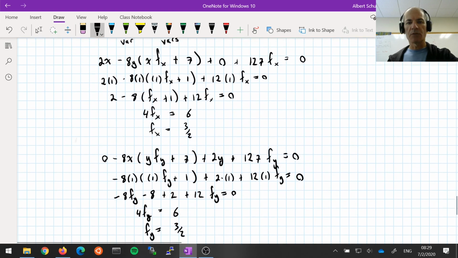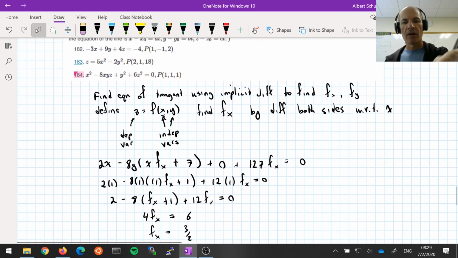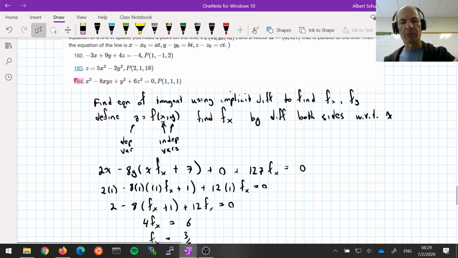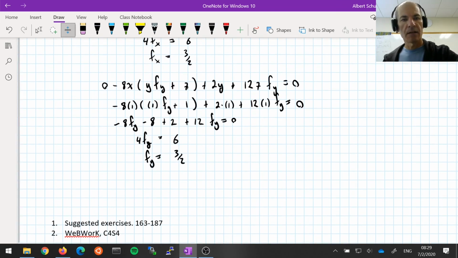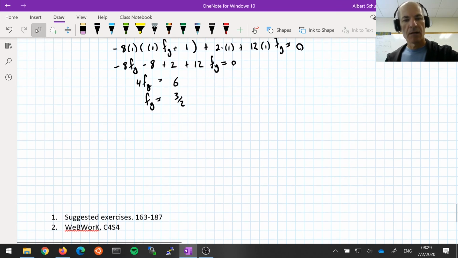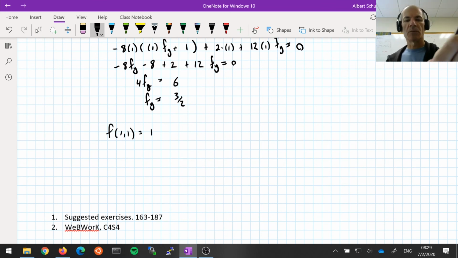We also have to figure out what f of 1, 1 is. No, we don't. We already know what f sub 1, 1 is. F sub 1, 1 is 1. All right, so we'll note that down here. F sub 1, 1 is equal to 1.